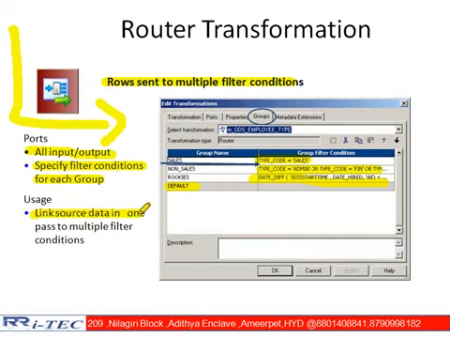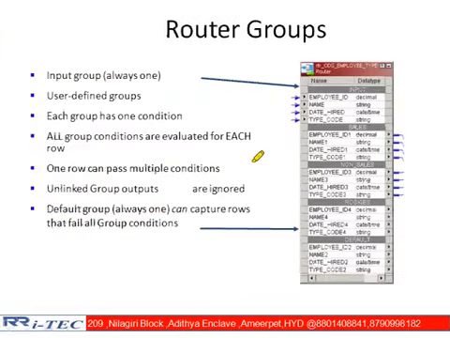Usage is to link the source data in one pass to multiple filter conditions. Only one time I am passing, and I am validating multiple conditions. Yesterday's situation was that only one condition is allowed in the filter transformation. If you want to define one more condition, you need to take one more filter transformation. See this diagram. I am sending only one input group here. But the outputs are many. This is one output corresponding to sales people.